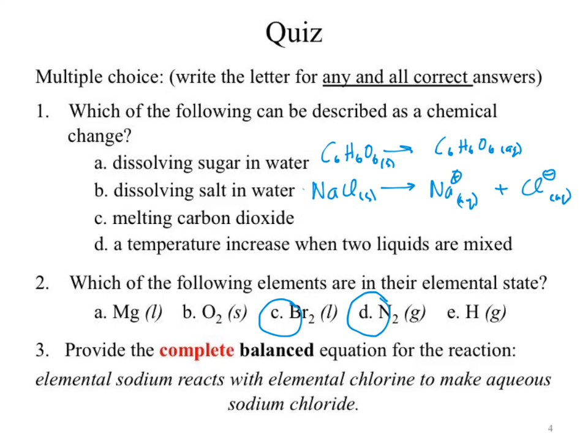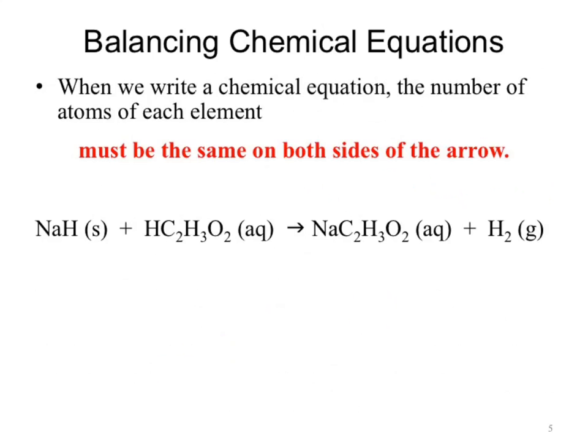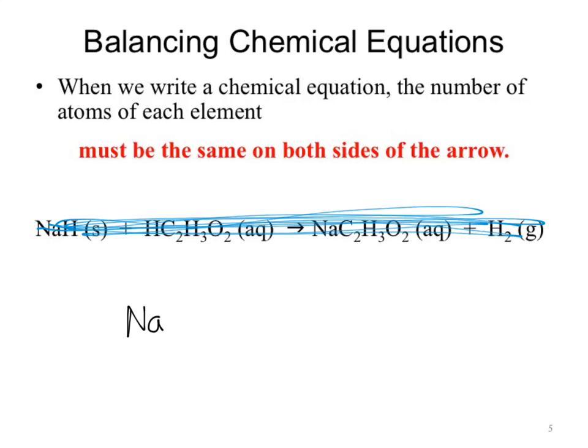The last one: provide a complete balanced equation for the reaction. Elemental sodium reacts with elemental chlorine to make aqueous sodium chloride. Since we just went through and balanced this equation, we're not going to balance this again, so let me cross this one out temporarily. What we're going to do is do the answer for that previous one. Started with elemental sodium. What is elemental sodium? It is Na solid. Must specify the phase.